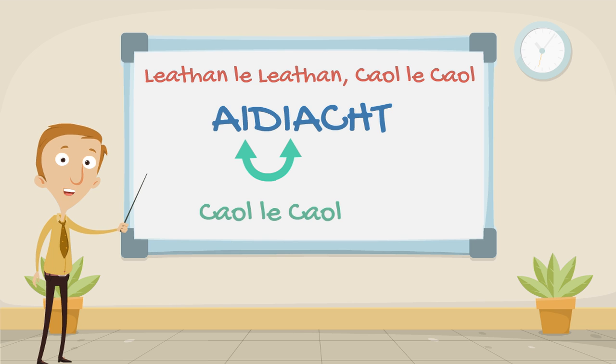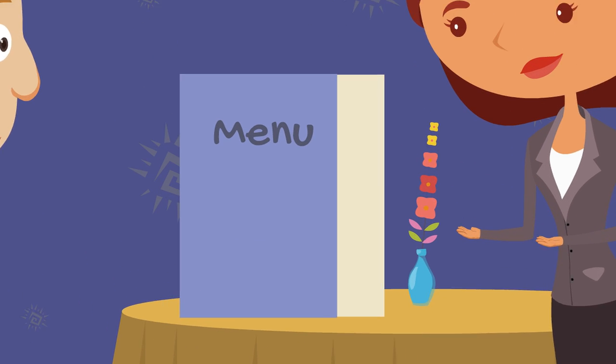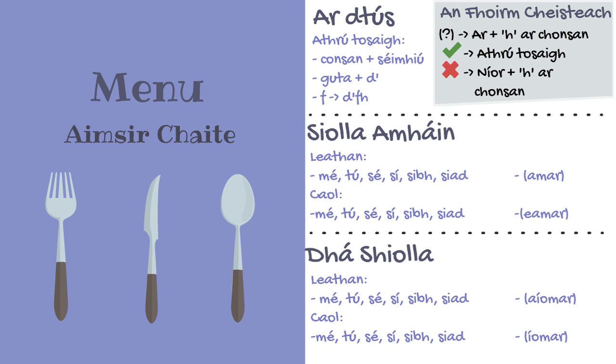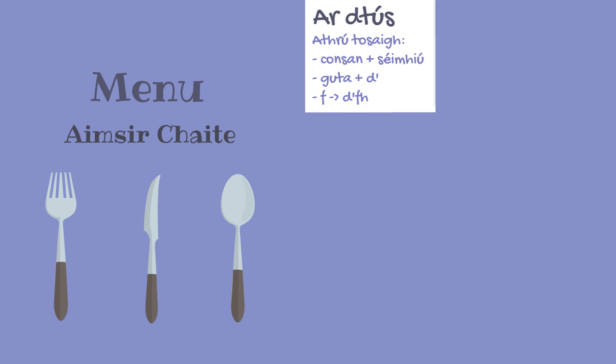Okay, back to the Aimsir Chaite. First, we must do an athrú tosaigh by changing the front of the verb. Verbs that start with a consonant take a séimhiú. Verbs that start with a guta take a d apostrophe before the vowel. And verbs that start with an F change to d apostrophe fh. This always happens with regular verbs, regardless of the number of syllables.